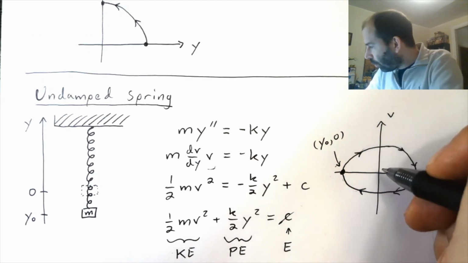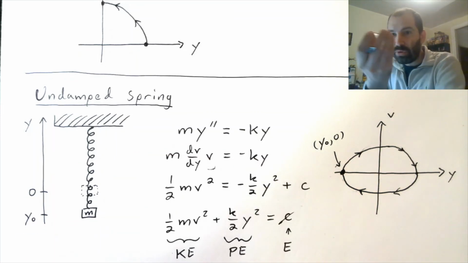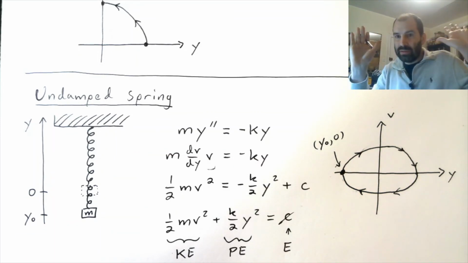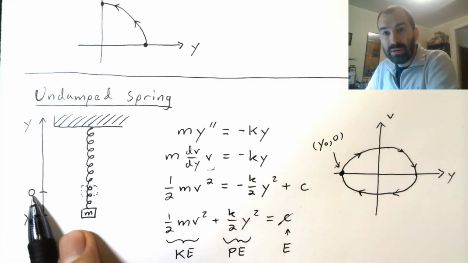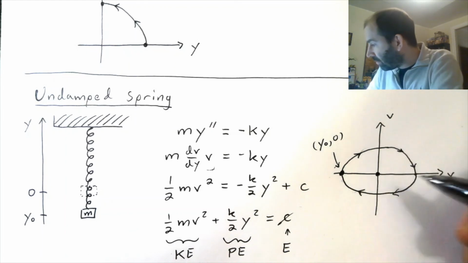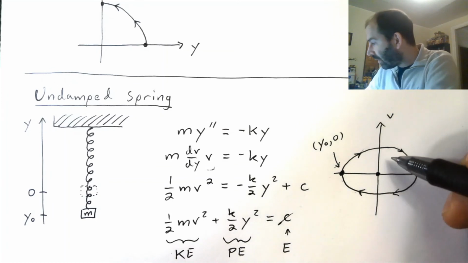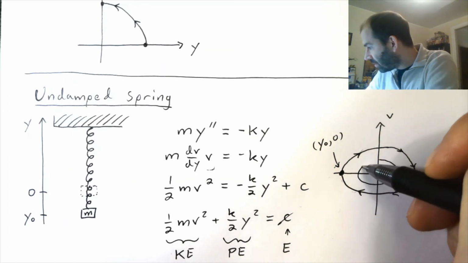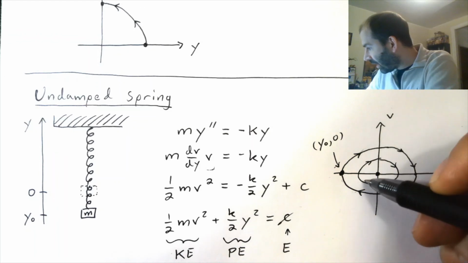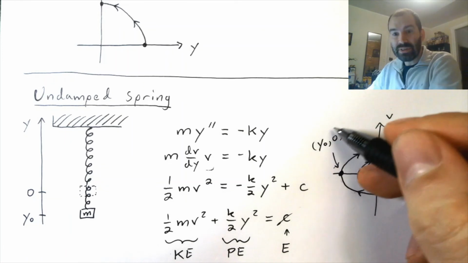Now, what would happen if I just left the mass right here? If I didn't pull it down at all, I just leave it dangling. Well, the position is 0, and it's not going to have any velocity. There's no reason for it to move, so my equilibrium point is right here, in the center, representing no motion. If I pull it a little bit out, I get an ellipse, and it'll oscillate a little bit. If I pull it farther, I get a bigger ellipse.